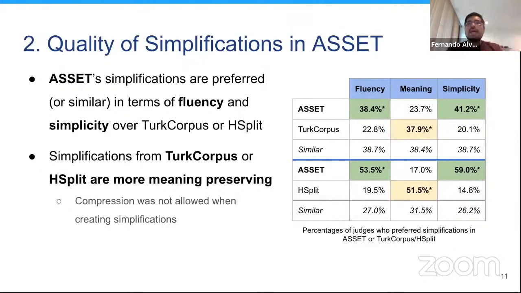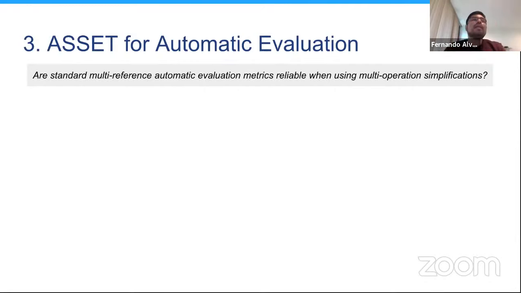So in general, the multi-operation simplifications in ASSET are very good and are better than the single ones in terms of simplicity, at least, compared to those in TurkCorpus and HSplit. So we have variety and we have good simplifications. Now, how do the simplifications in ASSET behave when used to compute automatic evaluation metrics?